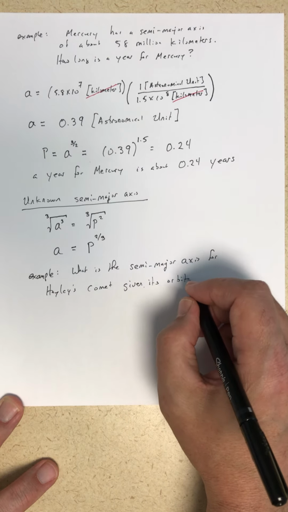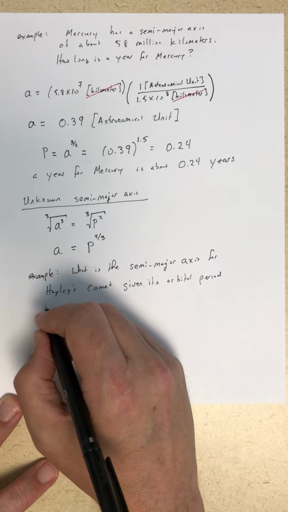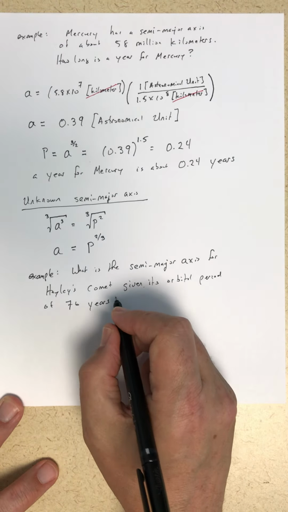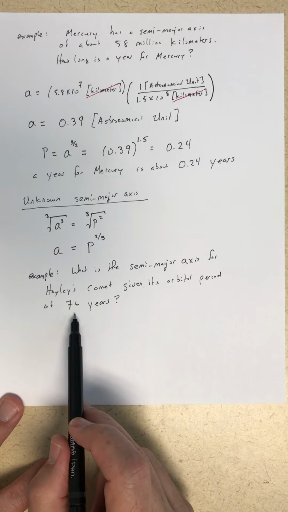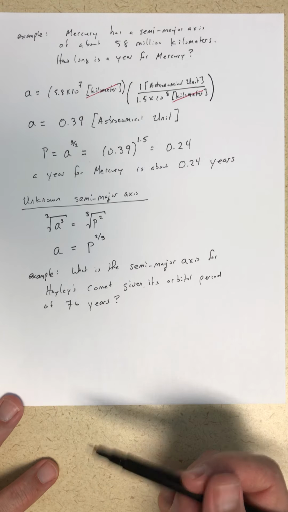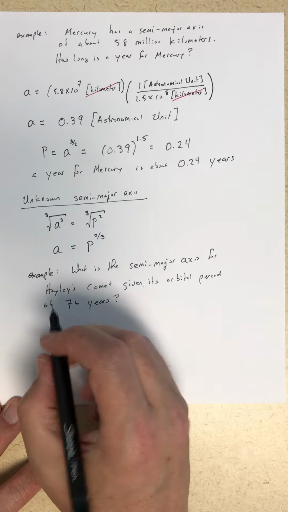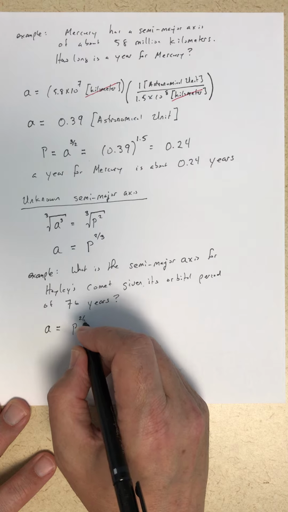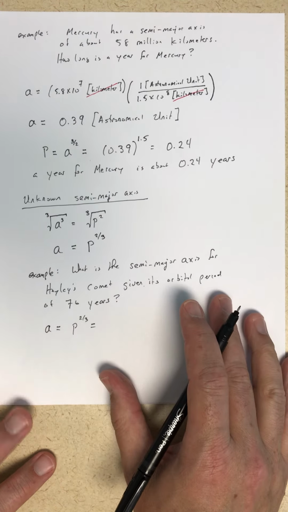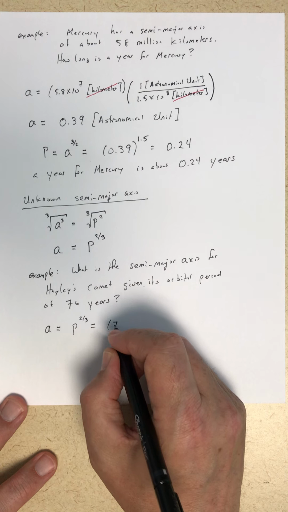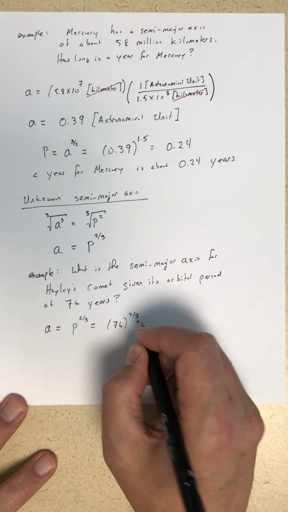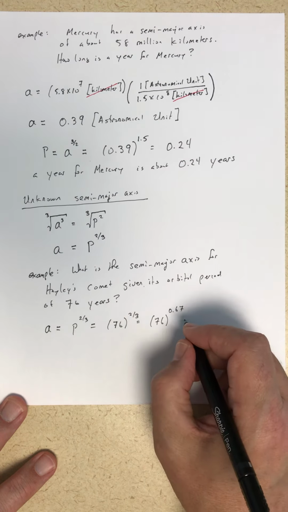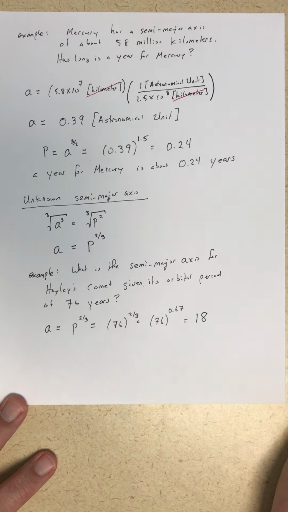Given its orbital period of 76 years. Alright, so the period is already in years. Halley's Comet is orbiting the Sun, so we're good to go with a simple form of Kepler's third law. So A is going to be P to the 2/3 power. This is in years, so I just pop it in as a pure number. 76 to the 2/3, same thing as 76 to the 0.67. It's going to give me 18.